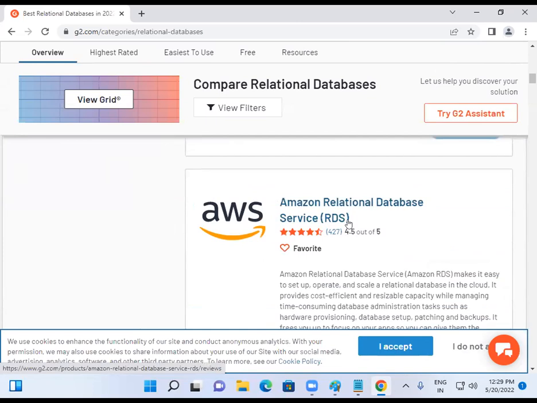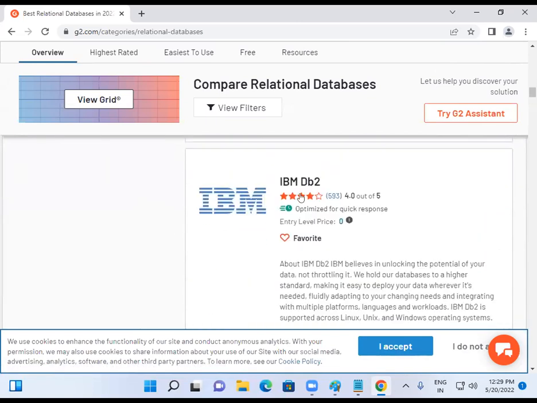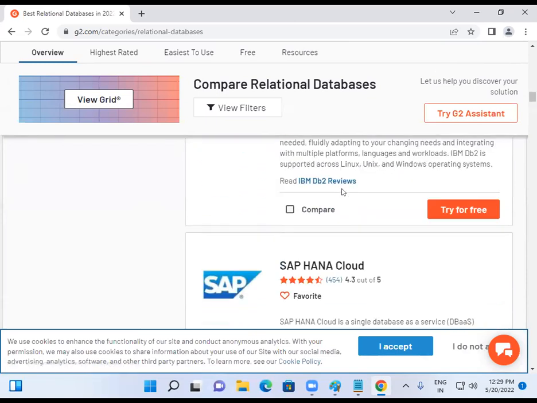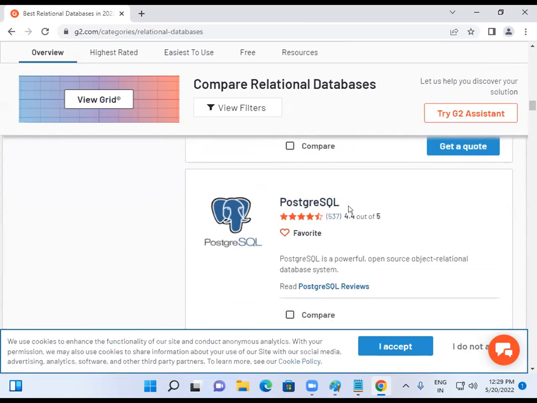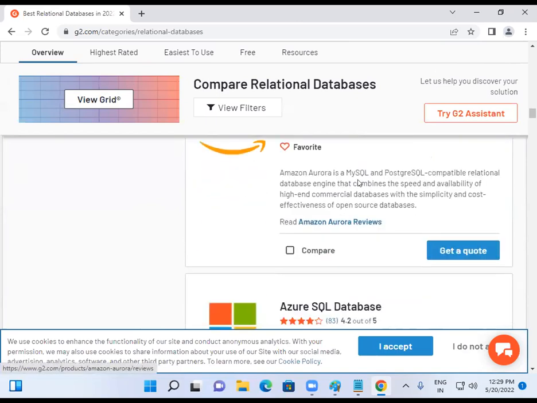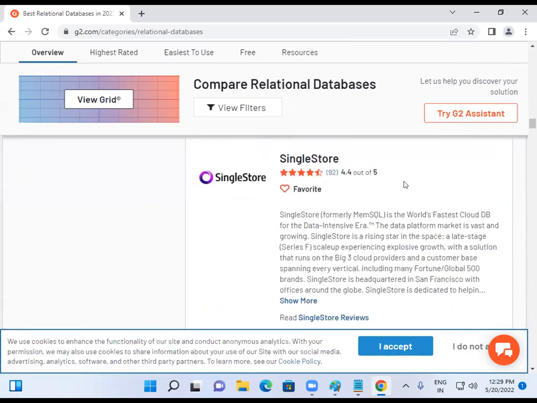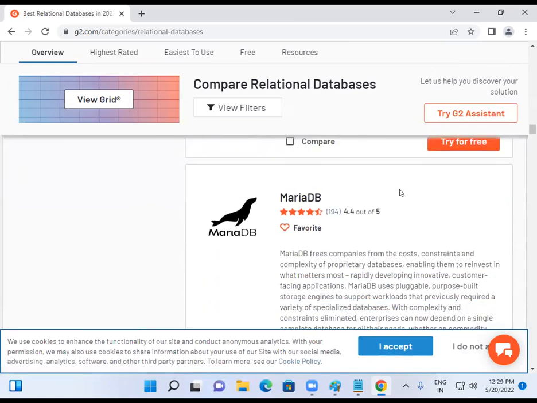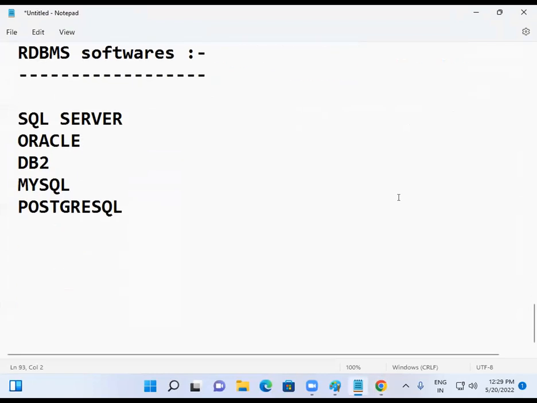So this is Amazon RDS. Next one, MySQL. Then IBM DB2. Then SAP HANA Cloud. PostgreSQL. Amazon Aurora, Azure SQL Database. This is also Microsoft. SingleStore. MariaDB. All these are RDBMS software.